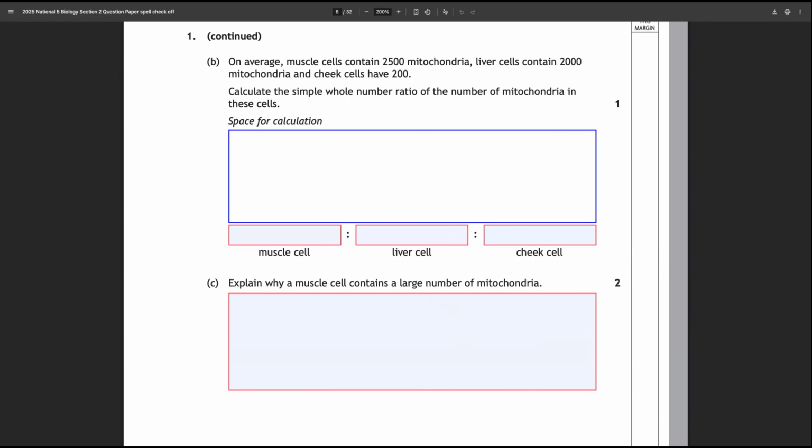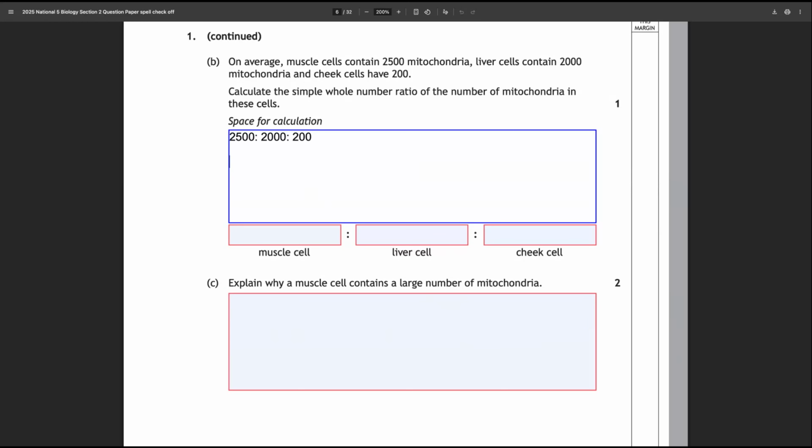1B, on average, muscle cells contain 2,500 mitochondria, liver cells contain 2,000 mitochondria, and cheek cells can have 200. You have to calculate the simple whole number ratio of the number of mitochondria in these cells. Okay, so the first thing for this question that you should do is look at the way they want the answer displayed in terms of the ratio, and then write down your initial numbers in that order. Okay, so step 1, we'll get the numbers written down, the raw numbers that the question have given us. So that's 2,500, 2,000 and 200. Okay, and we just check they're in the right order as they should be in the answer, and that's fine.